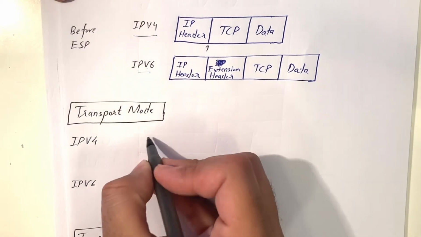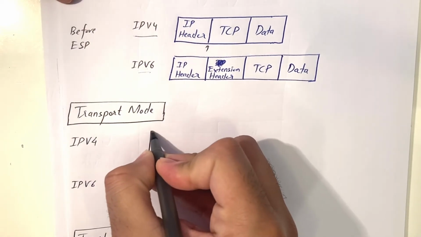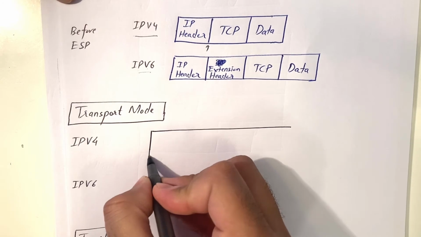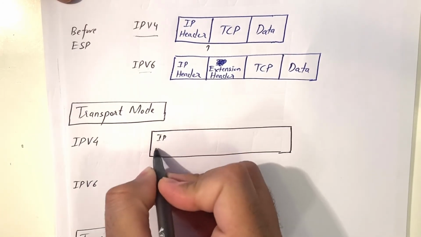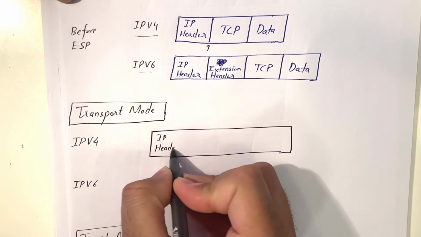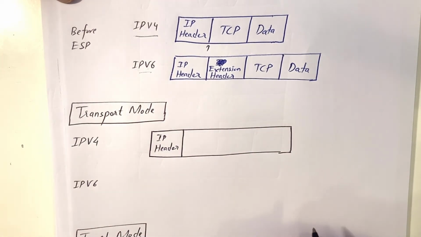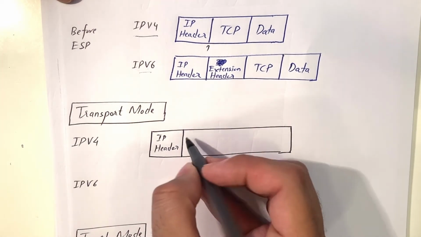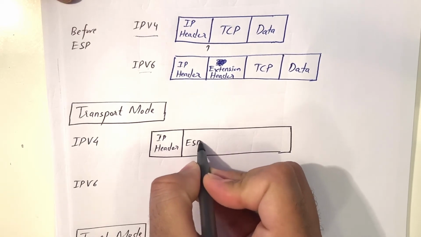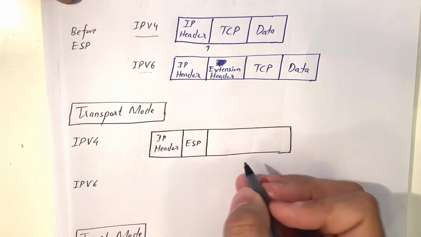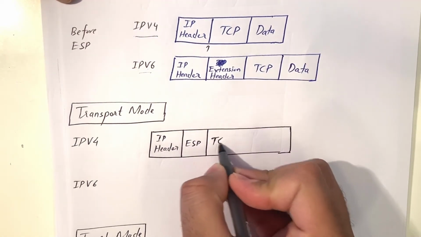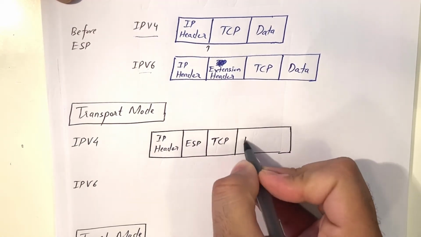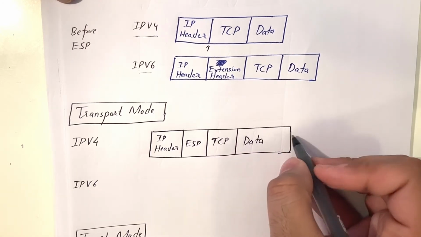Now, if you add the ESP header, let's see how it will look. The first thing is the IP header, which will be exactly the same. It will not be altered. The ESP header will come after that, and after the ESP header, we will have the TCP header, like we have injected down here. Data will come after that.